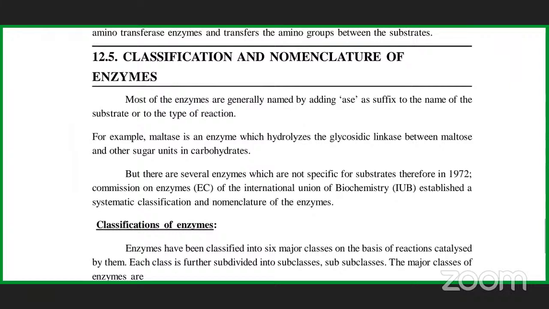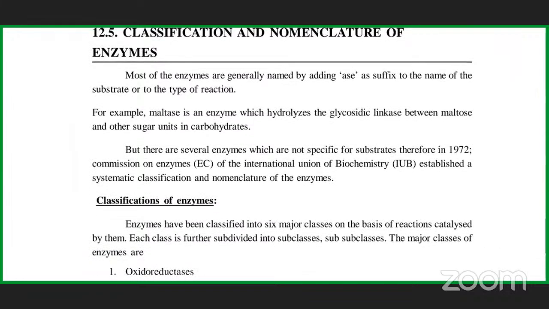Therefore, here in 1972, the Commission of Enzymes, EC, is one of the commissions of the International Union of Biochemistry, or IUB. It was established in 1972, and it proposed a systematic nomenclature and classification of these enzymes.